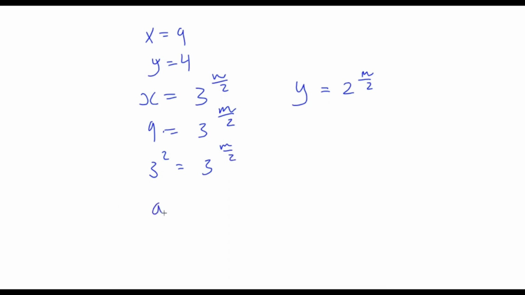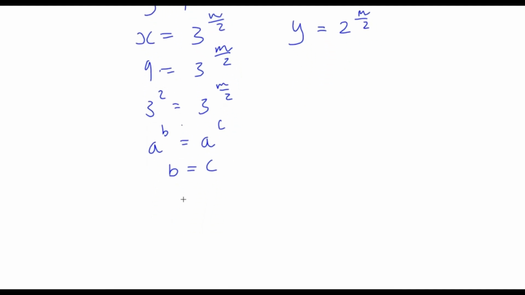Now, if we have something in the form a to the power of b is equal to a to the power of c, this means that b is equal to c. So in this case, we can think of a as 3, b as 2, and c as m over 2. Because we have the same base on both sides, the exponents are equal to each other, meaning 2 is equal to m over 2. Now to solve this, I simply have to multiply both sides by 2. These two cancel out. 2 times 2 is 4, so I'm left with 4 is equal to m.